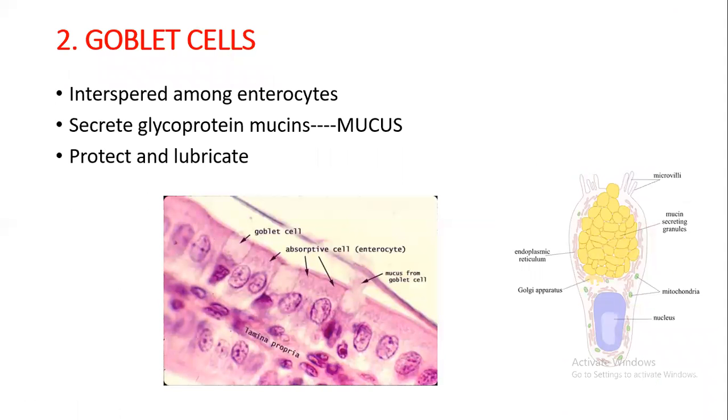Next cell you have is the goblet cell. Goblet cells are interspersed among the enterocytes. You can see this goblet cell. These are the enterocytes, absorptive cells with the microvilli, and these are the empty looking goblet cells.